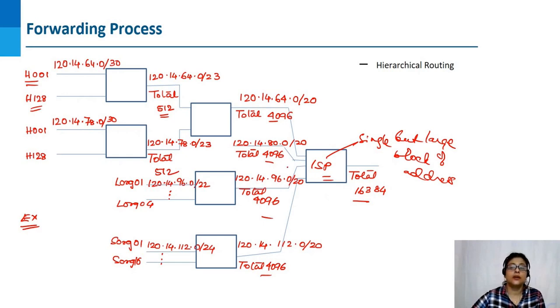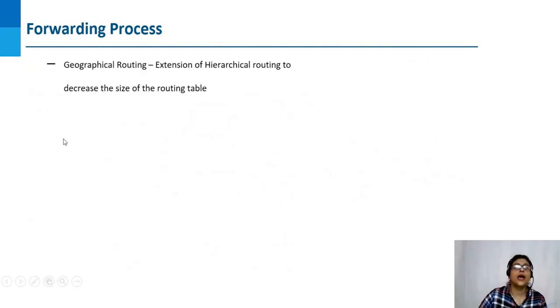Now this is the function of this ISP, to properly forward the data to the proper destination. So this greatly simplifies the hierarchical process and the forwarding process. Next we have geographical routing. This geographical routing is a form of hierarchical routing, and we can see that it is an extension of hierarchical routing to further reduce the size of the routing table.